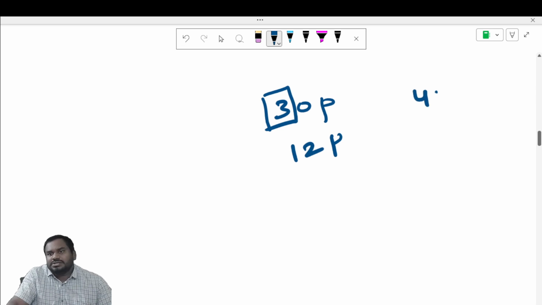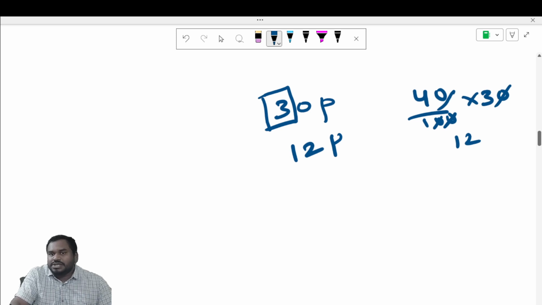Or else you can do it like this also. 40 by 100 into 30, which is 12. So like this also you can find out. 10% is 3, so 40% is 3 into 4, 12. Like this also you can work. So 12 parts of work should be done by C alone.